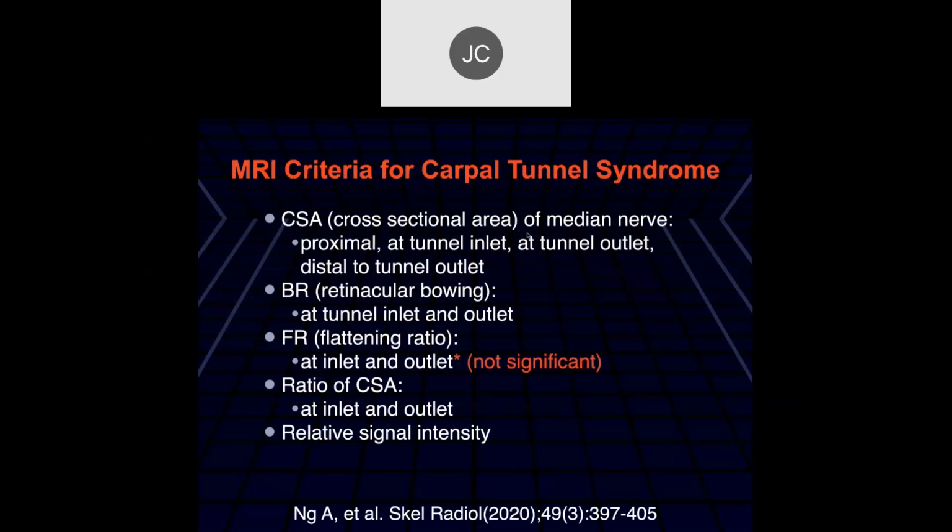So this was a study where they looked at MR criteria for looking for carpal tunnel syndrome. And one of the things they looked at was the cross-sectional area of the median nerve. They measured it proximally at the inlet and at the tunnel outlet and distal to the tunnel itself. They also looked at retinacular bowing and a flattening ratio, which is the ratio between the AP diameter versus lateral, and then the ratio of the cross-sectional area at the inlet and outlet. And then they looked at relative signal intensity, and all of these actually correlated with symptoms except for the flattening ratio, how much flatter it is.